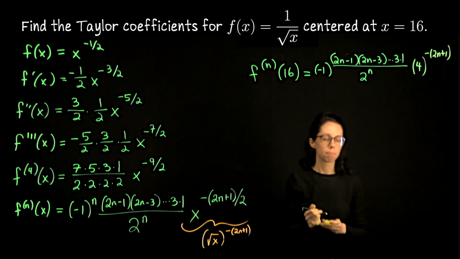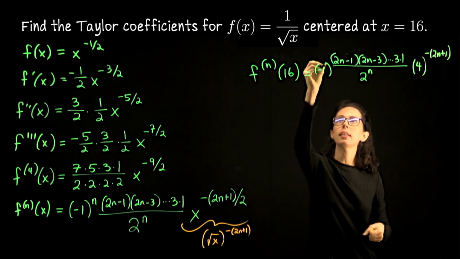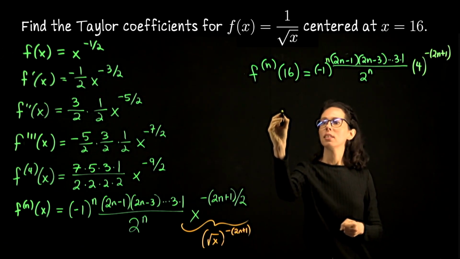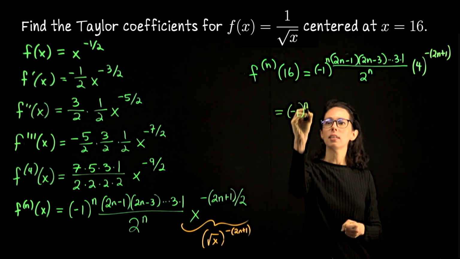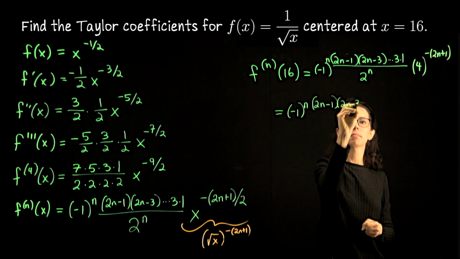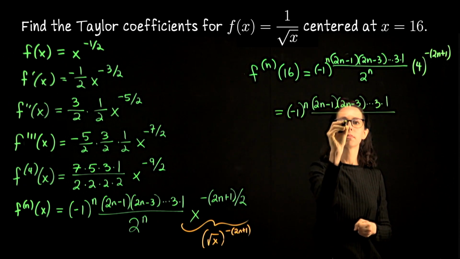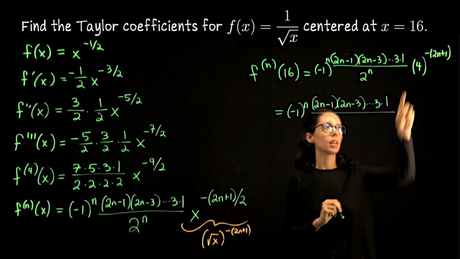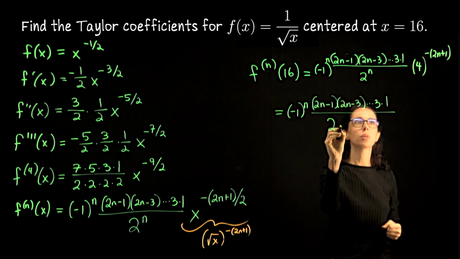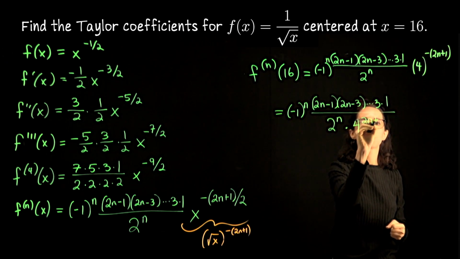Okay, let me make this look a little bit better. I forgot the n here. That's one thing that I should improve. Let's go down to another line. We'll have negative 1 to the n times this odd product. Four to this negative exponent is like 1 over 4 to the 2n plus 1. So we'll do 2 to the n times 4 to the 2n plus 1.